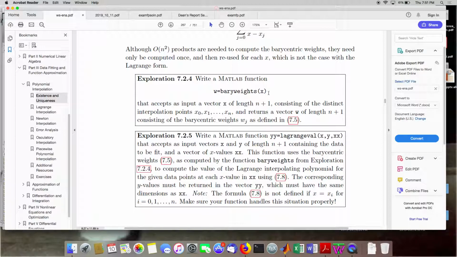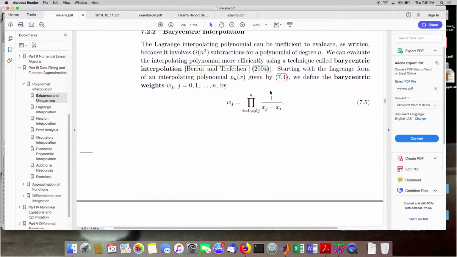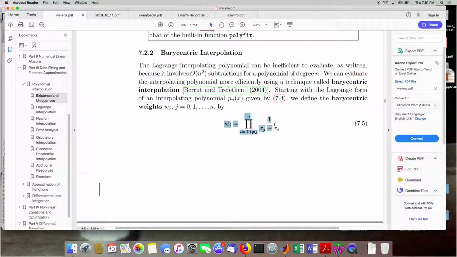For number 4, I'm confused about what we should do. It's very simple. You're given this vector of x values, and the job of that function is to compute all of these for all j going from 0 to n. So you have n plus 1 x values coming in, and you're computing the same number of these barycentric weights. So you're going to have a loop. Actually, you're going to have 2 loops. You're going to have a loop for computing each one of these. Inside that loop, you're going to need another loop to handle computing this product, because you have to multiply all these factors together.